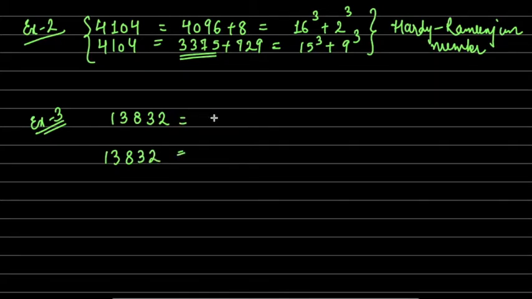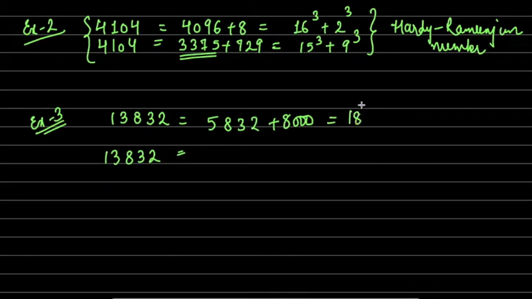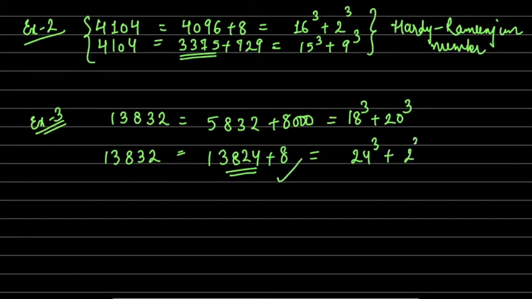If I split this number as 5832 plus 8000. Now 5832, again if you see this table, this is the cube of 18, right? So it can be 18 cube, and we know this is 20 cube. On the other side, if I split it as 13824 plus 8. So this is the cube of which number? This is the cube of 24, and 8 is a cube of 2. So again we have split the given number in two different ways as the sum of two cubes. Hence it is again a Hardy Ramanujan number.